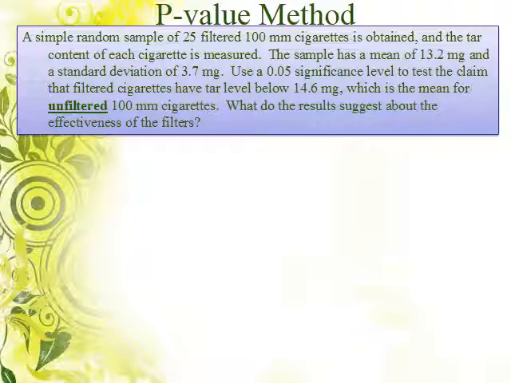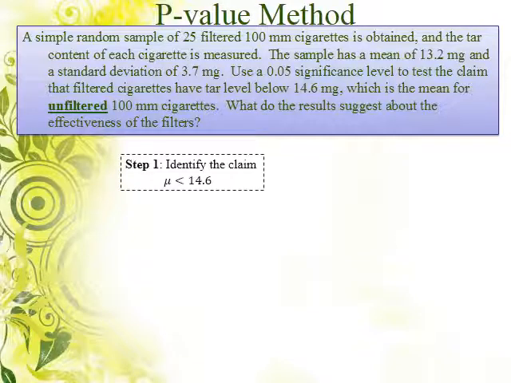In other words, we're testing to see whether these filters are actually effective in lowering the tar content of cigarettes. So the question is, what do the results suggest about the effectiveness of the filters? Well, let's go through the same steps. Identify the claim. Our claim is that our mean tar is less than 14.6. The opposite then is that the mean is greater than or equal to 14.6.